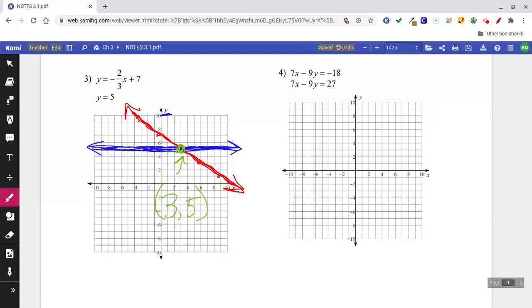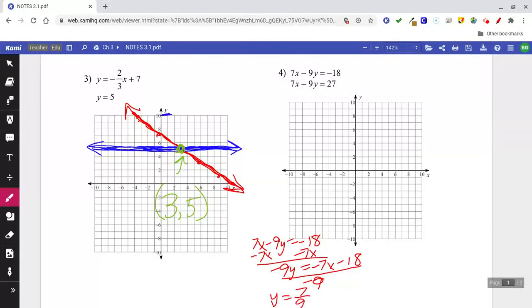Next one, a lot tougher, because you're going to have to solve, or isolate, to get y by itself. So in the first one, I'm going to subtract this 7x over. We've got 7x minus 9y equals negative 18. If I subtract the 7x, I'll have negative 9y equals negative 7x minus 18. And then I'm going to divide by the negative 9. I get y equals positive 7/9 x, and negative 18 over negative 9 is plus 2.